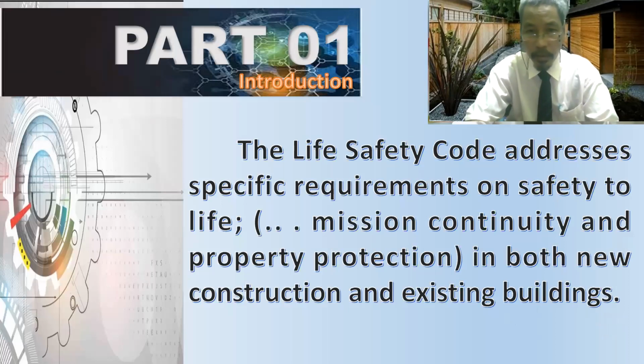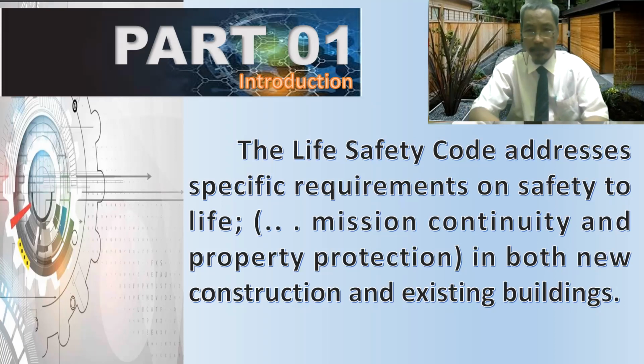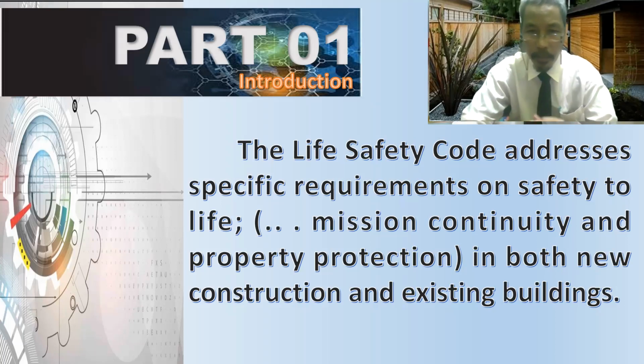Part 1, introduction. We still have to remember that our goal for the Life Safety Code is to apply the specific requirements of safety to life, mission continuity, and property protection in both new construction and existing buildings. So the main concern is safety to life, and in doing so, you can also address mission continuity and protection to property.